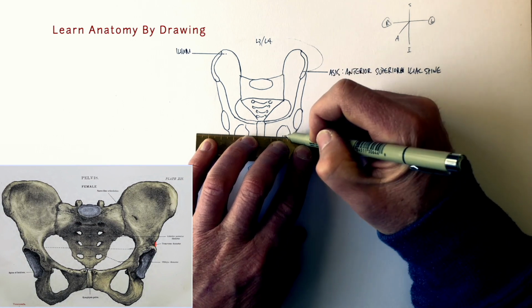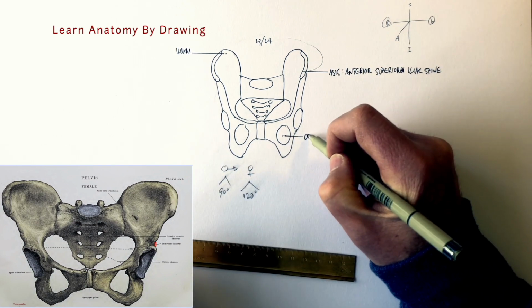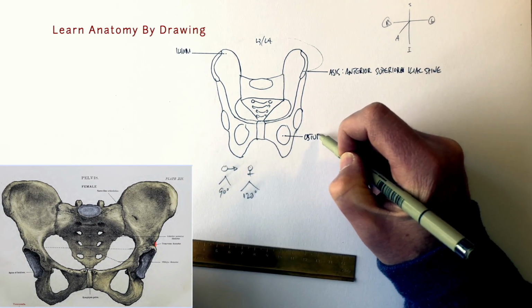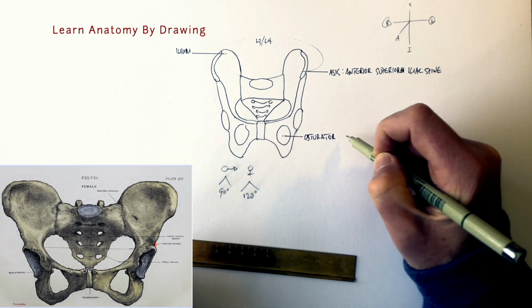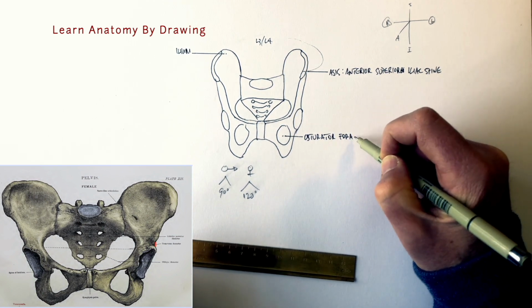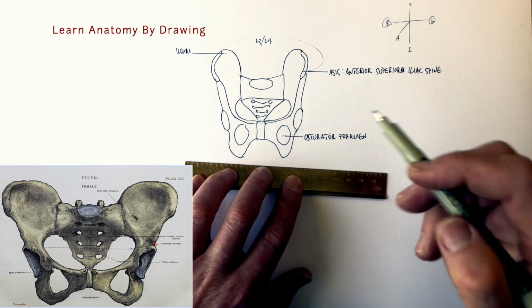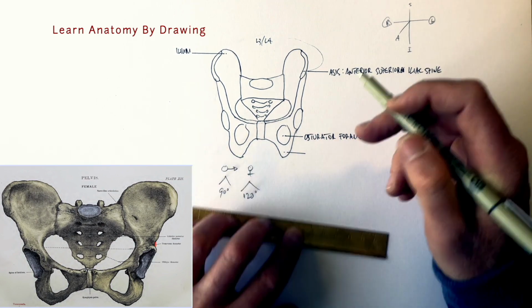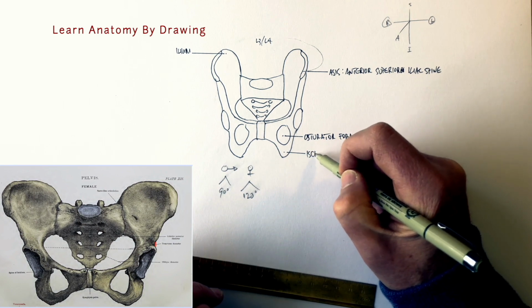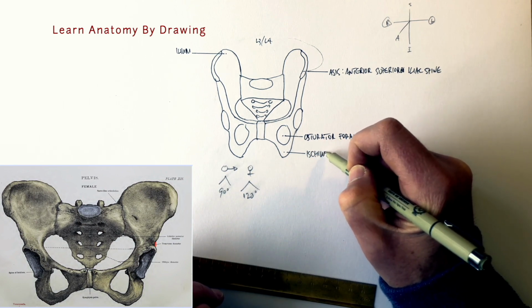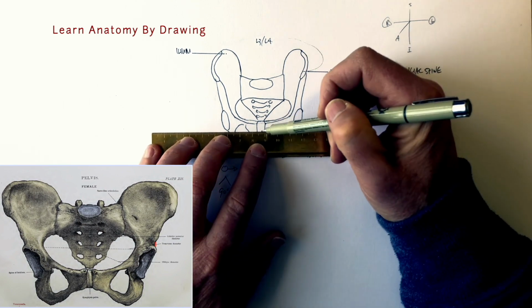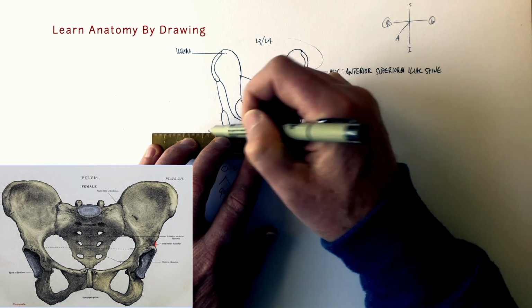This was the obturator foramen. Foramen meaning hole. Much less impressive. Okay, this is the ischium. This guy here, that's the pubic symphysis.